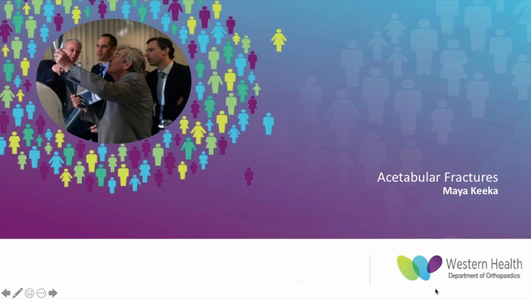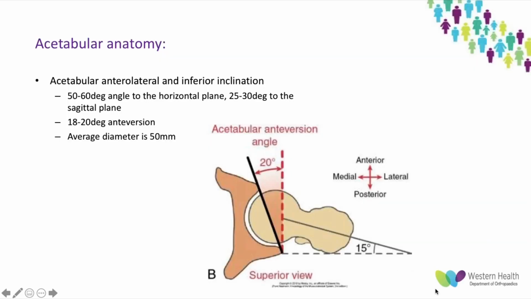Everyone, today I'm going to give a talk on acetabular fractures. So starting with acetabular anatomy, the acetabulum has an anterolateral and inferior inclination. It is a 50 to 60 degree angle to the horizontal plane and 25 to 30 degrees to the sagittal plane. It has an 18 to 20 degree anteversion, and your average diameter of the acetabulum is 50 mm.